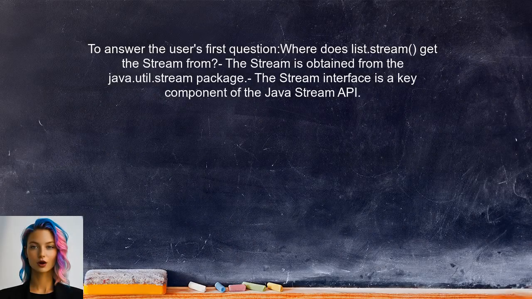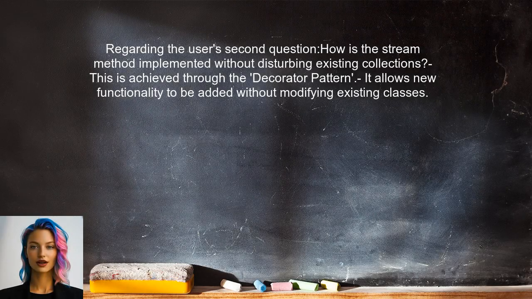To answer the user's first question, when the user calls list.stream, the stream is obtained from the java.util.stream package. This package provides the Stream interface, which is a key component of the Java Stream API. Now, regarding the user's second question, the implementation of the stream method does not disturb existing collections. This is achieved through a design pattern known as the decorator pattern, which allows new functionality to be added to existing classes without modifying their structure.